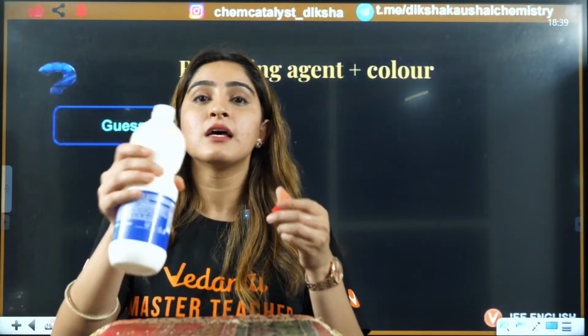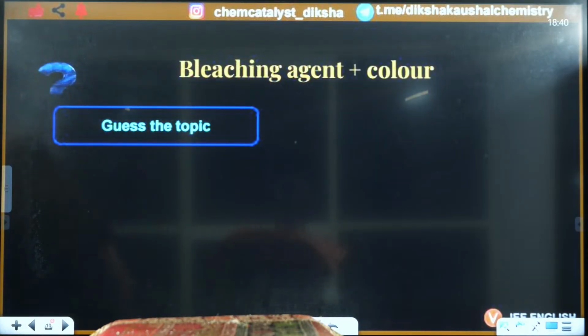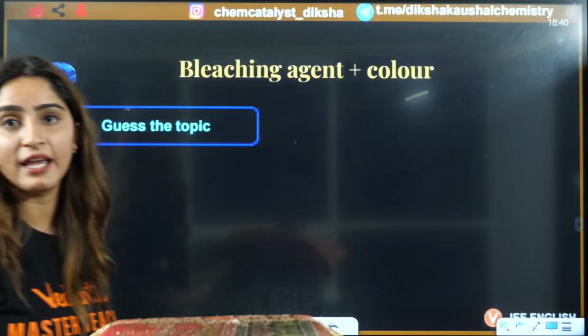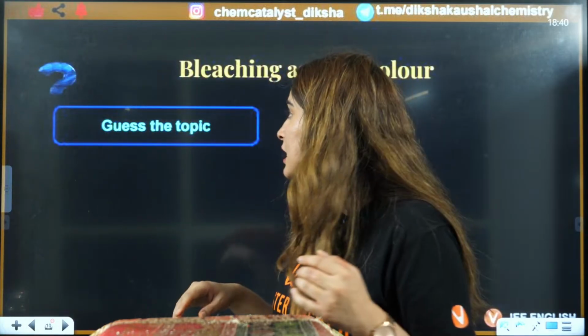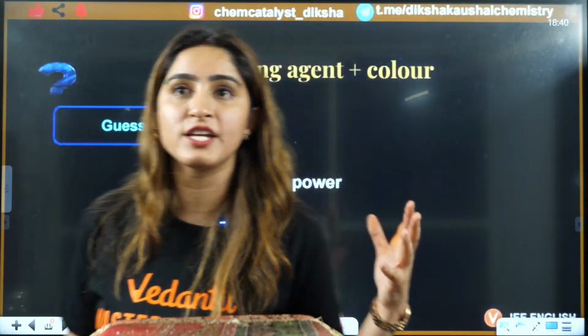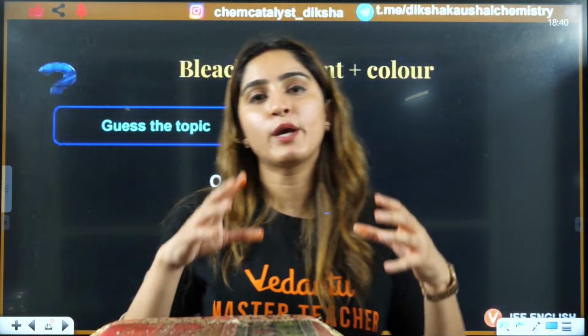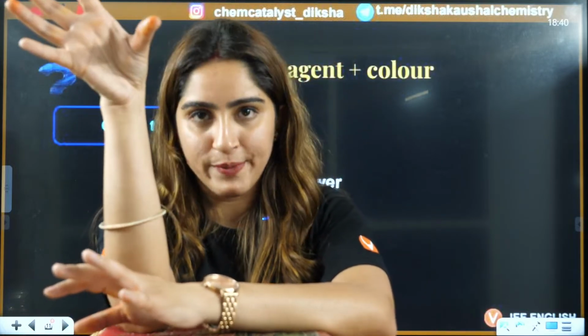So that is the action of a bleaching agent, right? A bleaching agent is basically an oxidizing agent that you can see here. A bleaching agent has oxidizing power, right? Because of its oxidizing power, right?